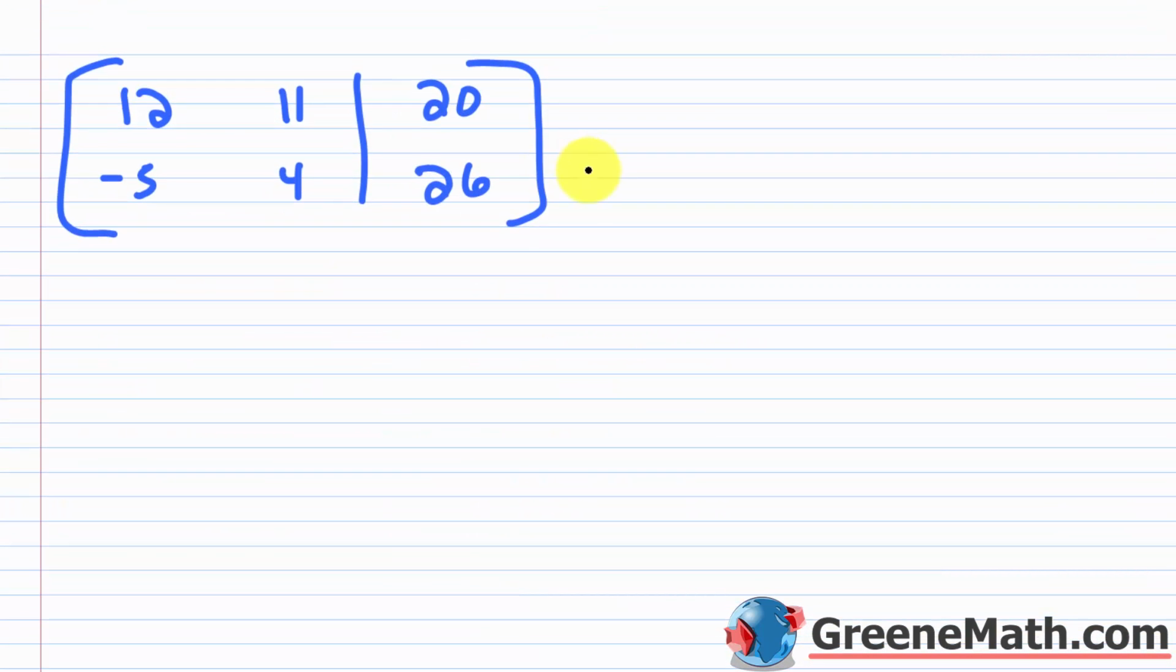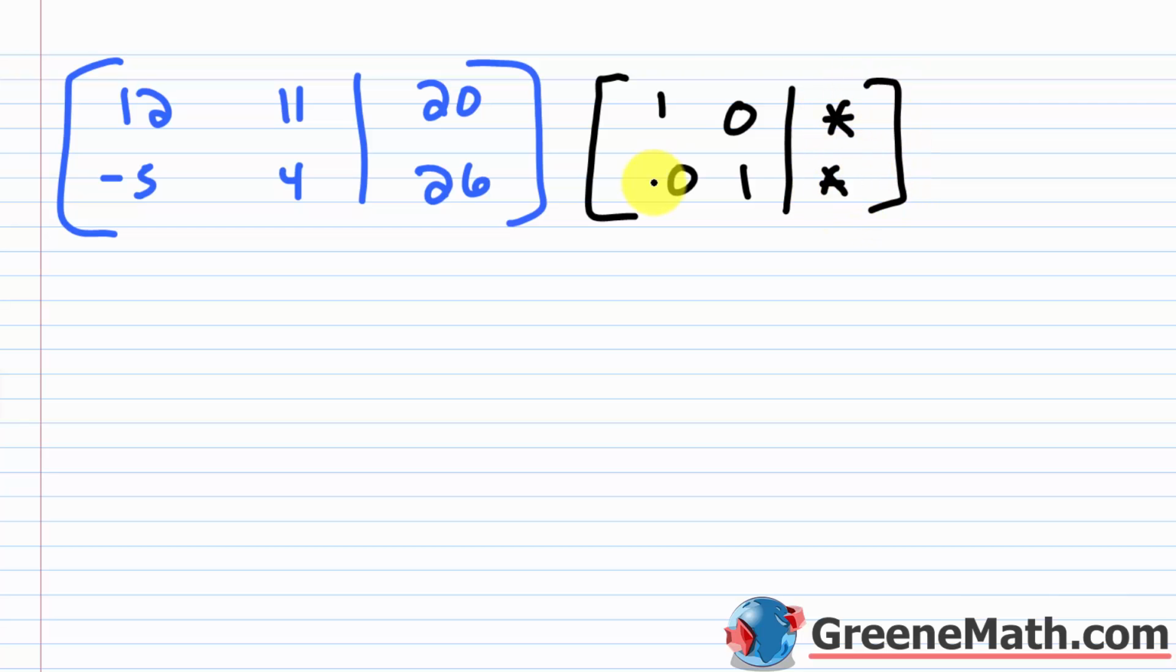And again, what we're trying to do is get this reduced row echelon form. So 1's down the diagonal and a 0 above and below. And then over here, we're just going to have real numbers. Okay, again, this is reduced row echelon form. And once more, if you have a number here, then it's row echelon form. Okay, so let's get started again by making this into a 1.